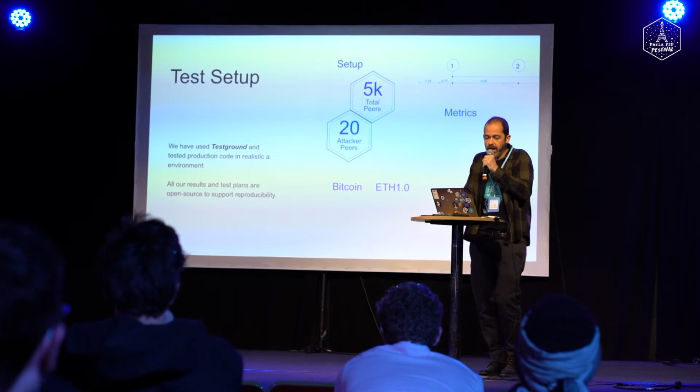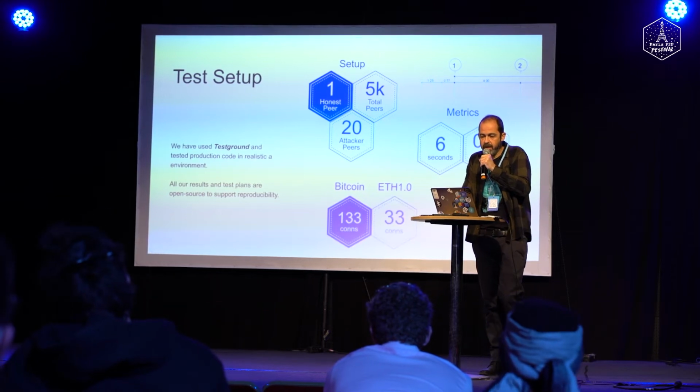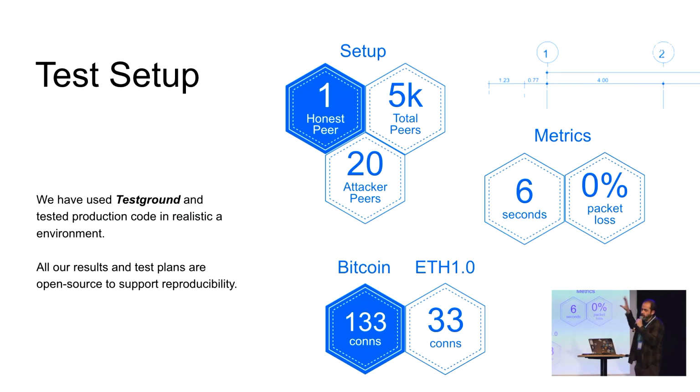So we used testground to do some extensive measurements. We have simulated, I think, 5,000 peers in total, if I remember correctly. This is the total number, and it includes a ratio of 1 to 20 honest peers to attackers. The metrics that we used were 6 seconds as a hard deadline to get messages propagated, even if the network is under attack. We should have 0 packet loss because all peers need to receive the messages in any case.